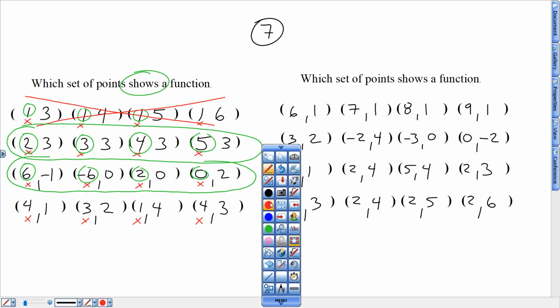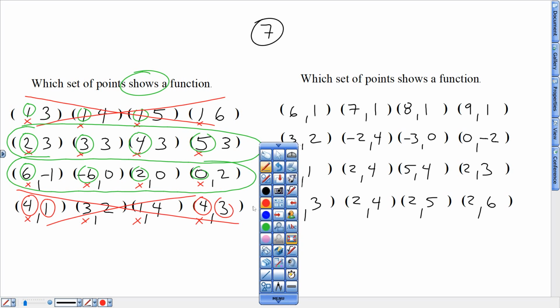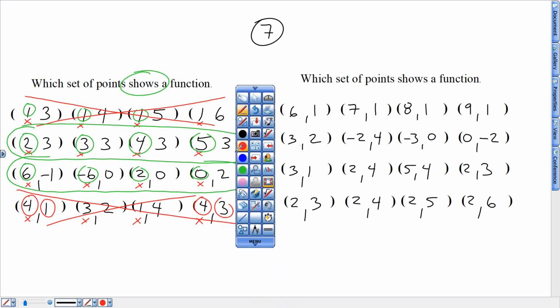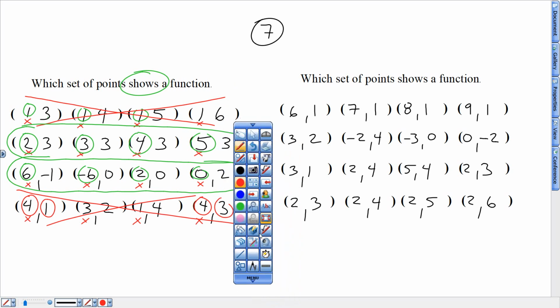This one, I got a 4. Uh-oh. 1 and 4 gives me a 1. This 4 over here, a different one. There we go. Can't have that. That one is no good. So you can see the only ones that were a function were those middle ones. I'm going to have you do the same for this problem right here, number 7.